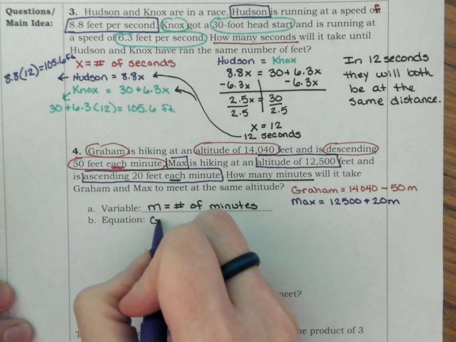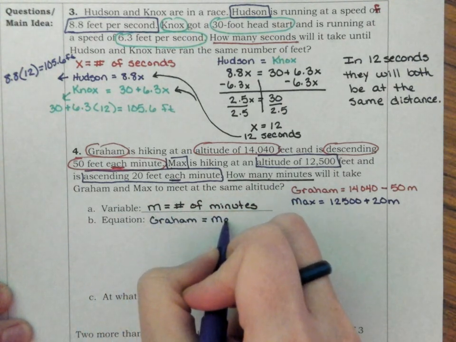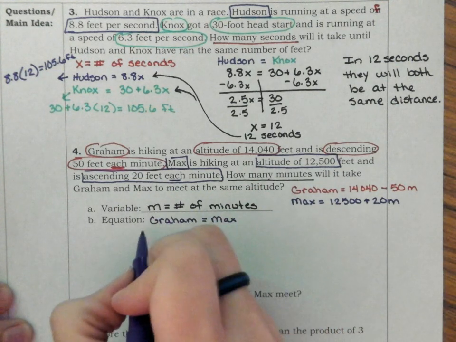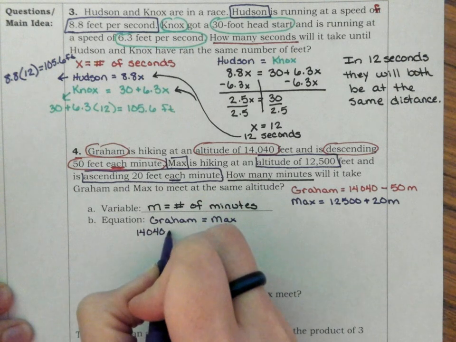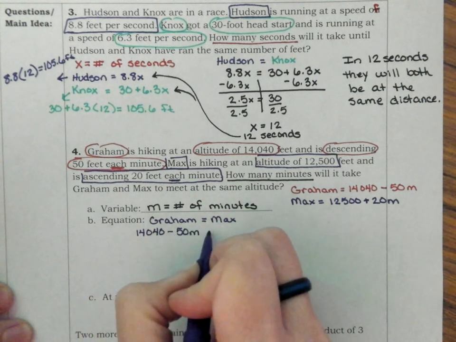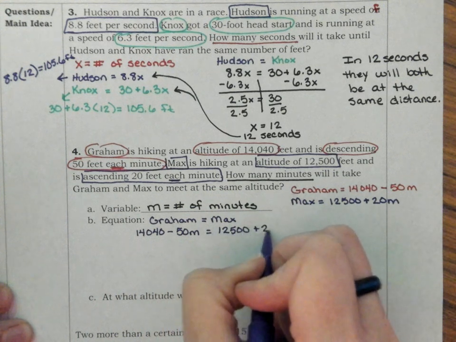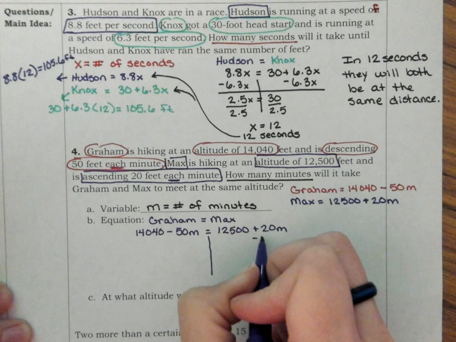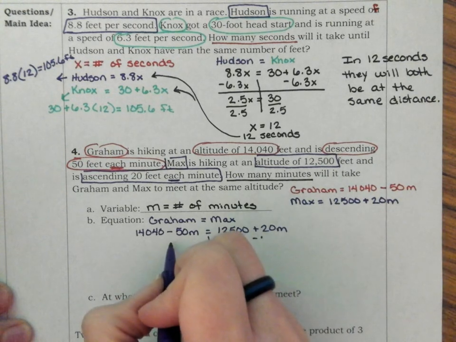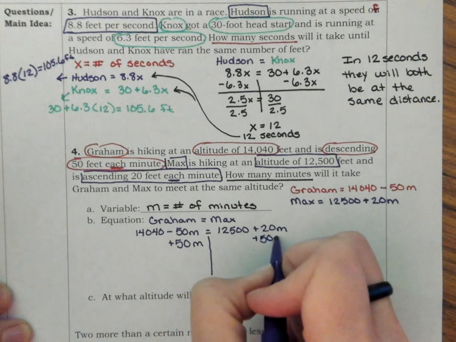And it wants to know, when are they the same? When are they equal? So when does Graham equal Max? So we have 14,040 minus 50m. When does that equal Max, who is 12,500 plus 20m? Brick wall, actually I'm going to add 50m to both sides to keep everything positive.